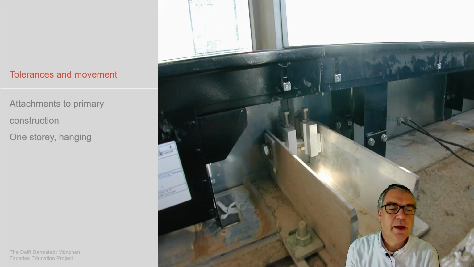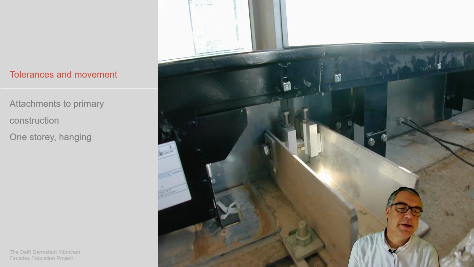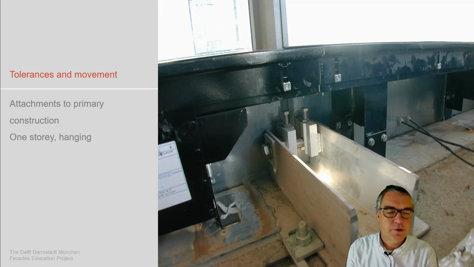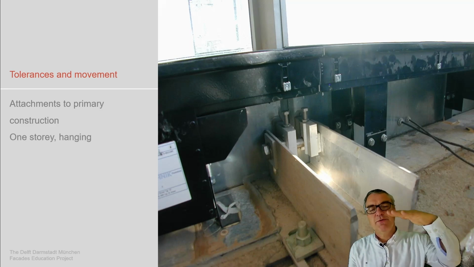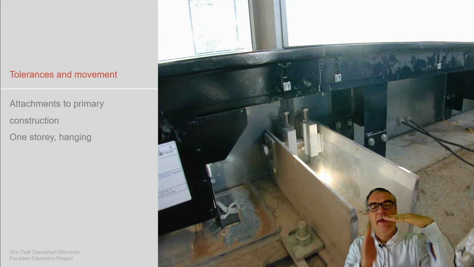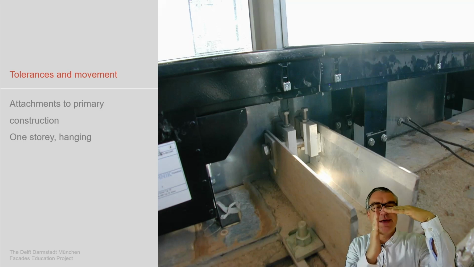Main structures, in this case concrete, are built with tolerances of 2 to 5 centimeters versus the facade, which is built with tolerances of 2 to 5 millimeters. So we have to make an adjustment between the concrete floor slab and the facade, which is rather precisely in position.